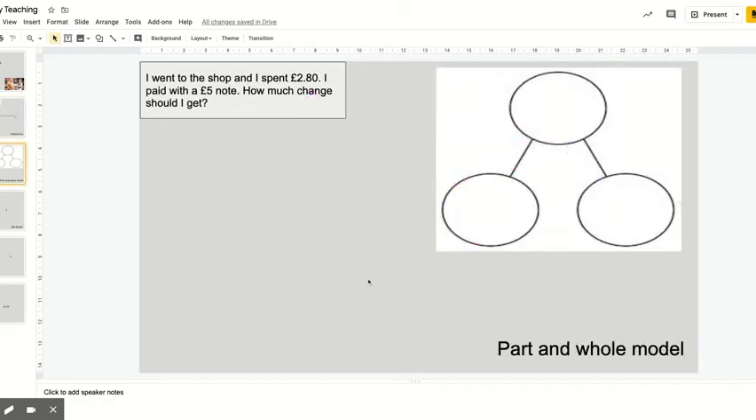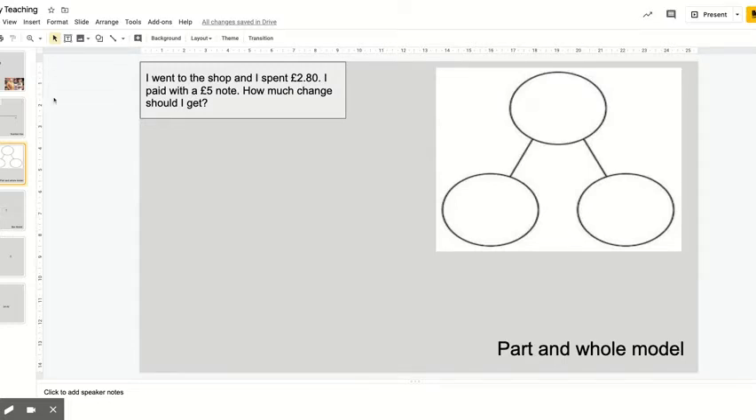The method is going to be using the part and whole model here. Exactly the same question. I went to the shop and I spent £2.80. I paid with a £5 note. How much change should I get? We know the answer already. The answer isn't important, it's how we get there.